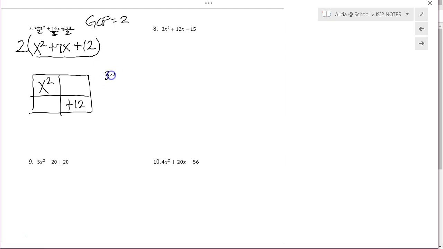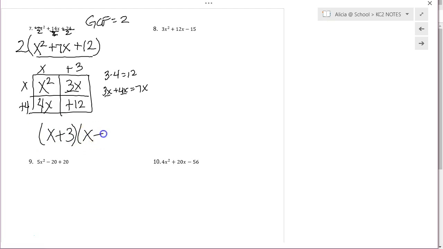And I'm going to be using 3 and 4. Right, 3 times 4 is 12. And 3x plus 4x equals 7x. Alright, this is what we were doing in the last video. So these two are what I am placing inside my Punnett square box, and I'm figuring out the outsides of my square. So x times x is x squared, x times a positive 3 is a positive 3x, x times a positive 4 is a positive 4x, and 3 times 4 is 12. So my binomials, x plus 3 and x plus 4, those are my factors. The one thing I cannot forget is that GCF that I pulled out. So I can't forget to write that big 2 in front of those 2 factors.